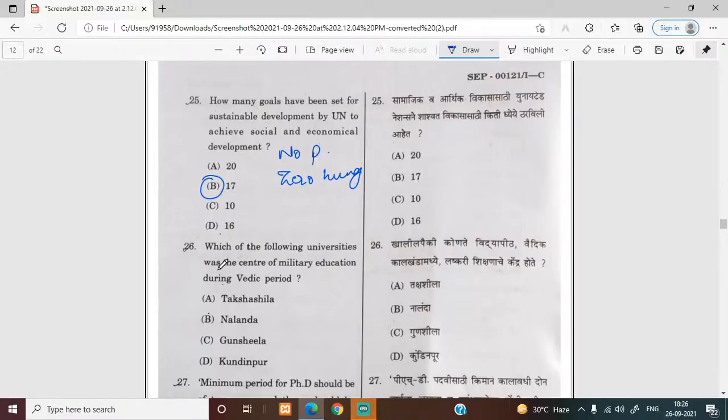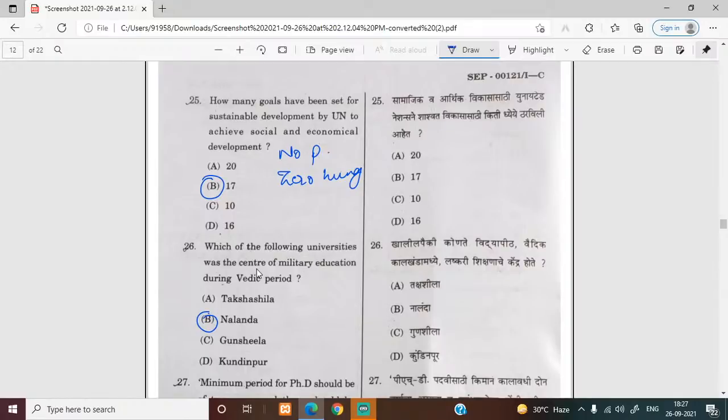Which of the following universities was the center of military education in the Vedic period? The options are Takshashila, Nalanda, Ganshila, or Kundinpur. The right answer is option B, Nalanda. Nalanda is currently in the state of Bihar.